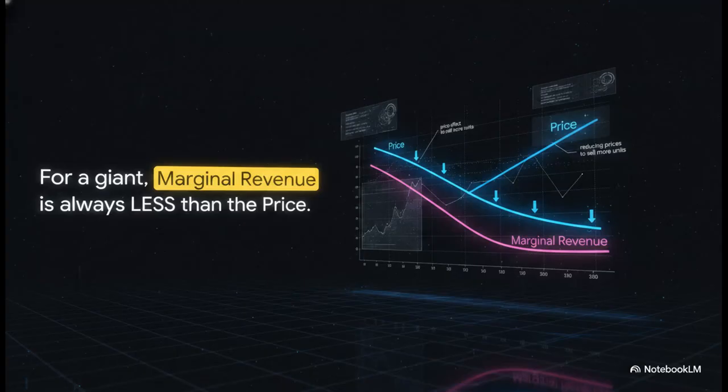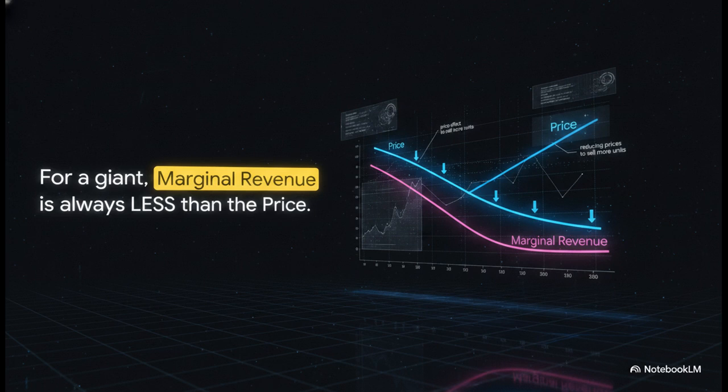And that leads us to the absolute golden rule for a market giant. A monopoly's marginal revenue will always be less than the price it charges. Why? Because of the price effect. When a monopoly increases production by 1 unit, it literally has to reduce the price it charges for every single unit it sells. That price cut eats right into the revenue of the units it was already selling.